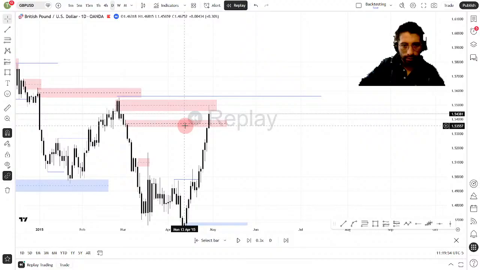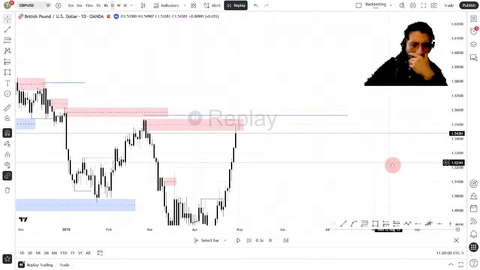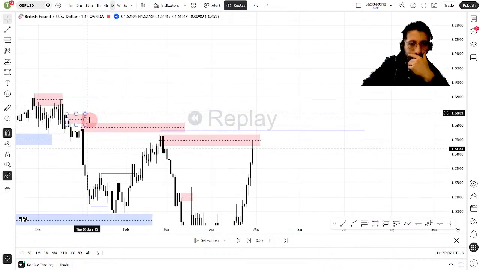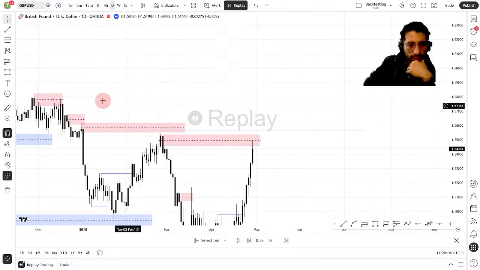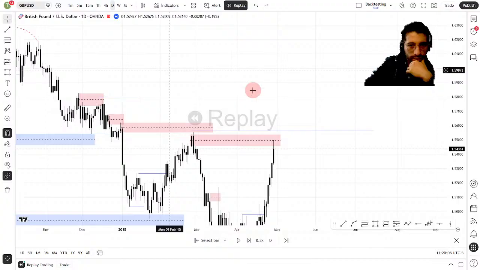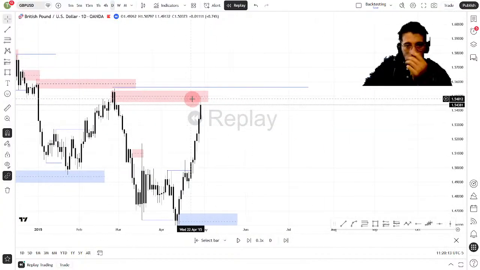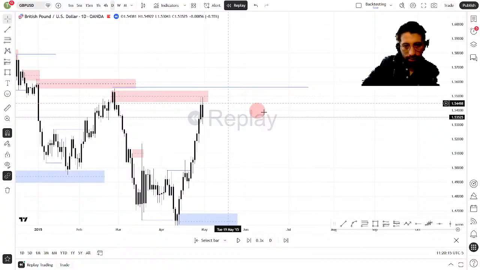Now, again, above these highs, there is a lot of liquidity trap. You see here a high, another high, another high. So, let's say if the price actually respects this, we have to keep selling at this point anyway.